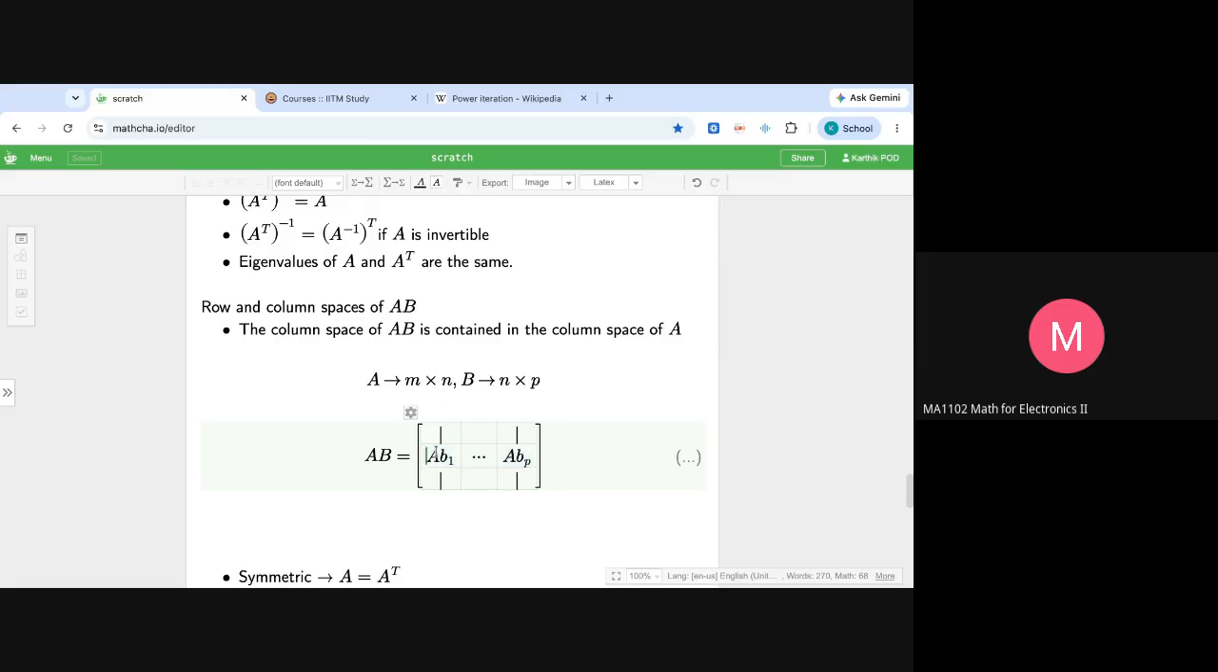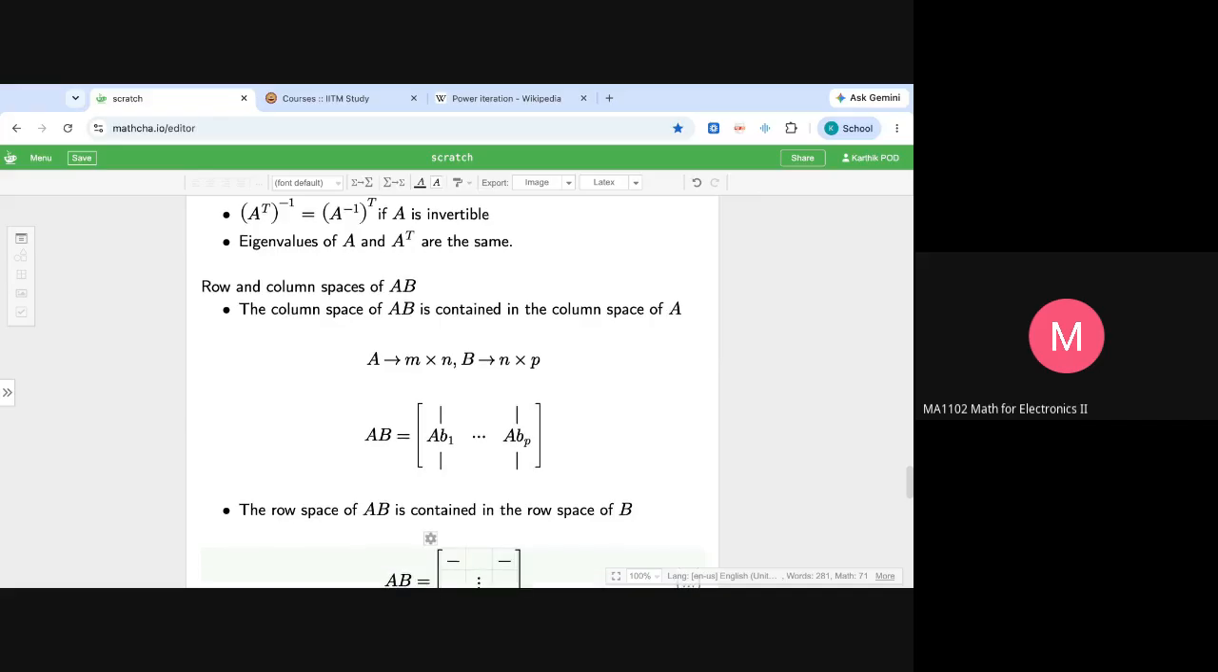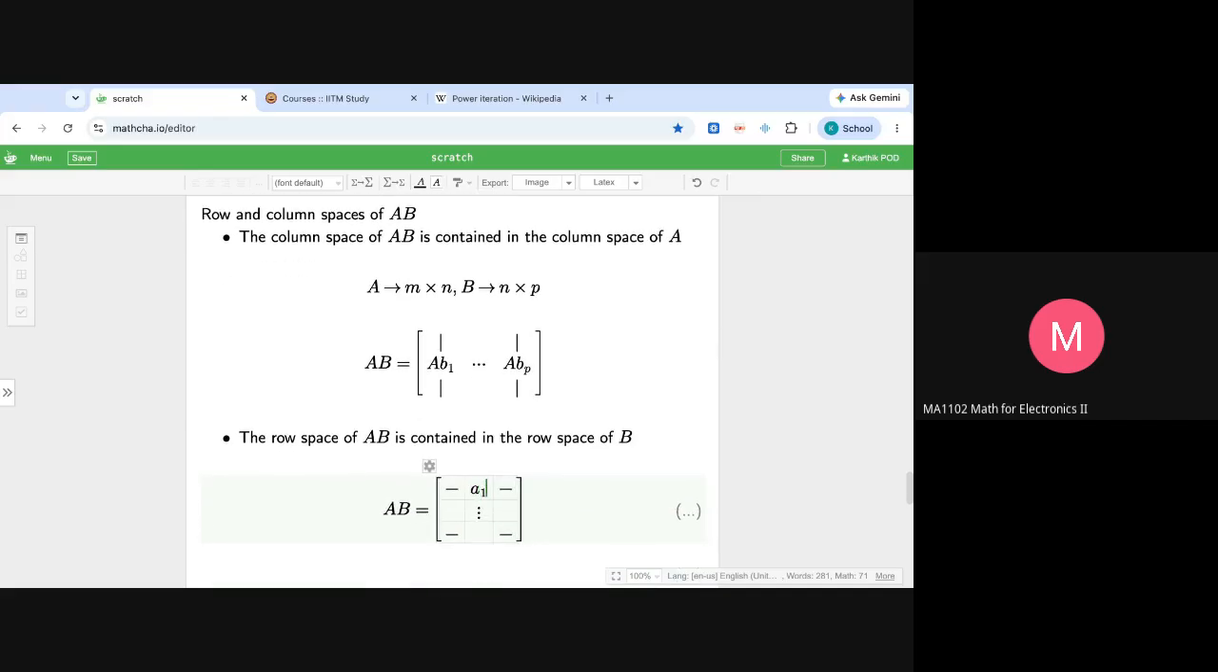Likewise, the row space of AB is contained in the row space of B, because you can also write AB as a row matrix. So the first row of A, you can call it A1 transpose. So space here refers to the span, basically, right? The span of the columns, or rows. Yes.